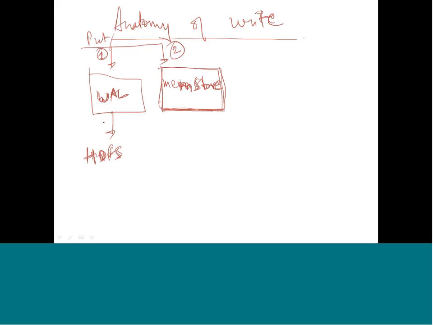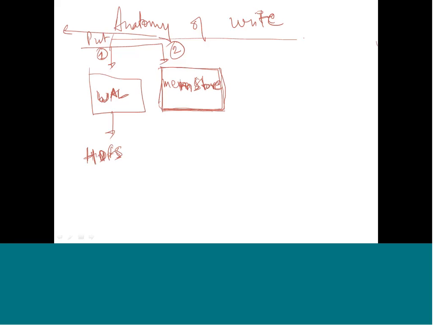So first, whenever a put happens within a region server, you actually do a write-ahead log file entry. After that, you put it into the memstore, and that's it. And you return back to the client saying, I acknowledge that things are okay.